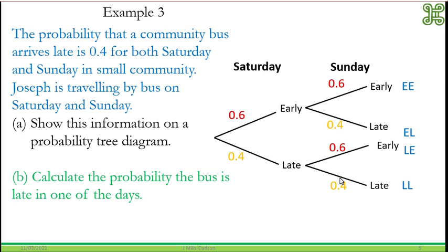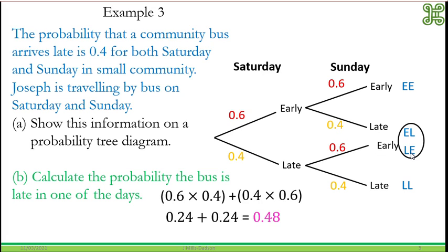Label your branches: early, early, early, late, late, early, late, late. We want probability that is late in one of the days. Late in one day, late in one day. So 2 options here. So you work it out. 0.6 times 0.4 is early and late. 0.4 times 0.6 is late and early. And that gives us 0.48.